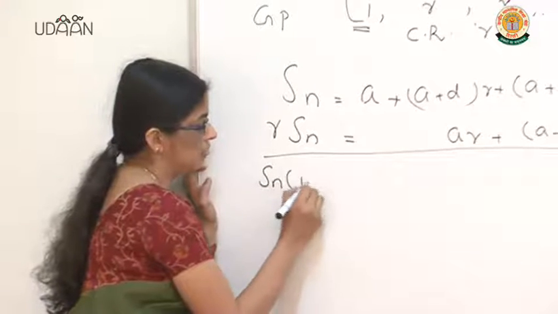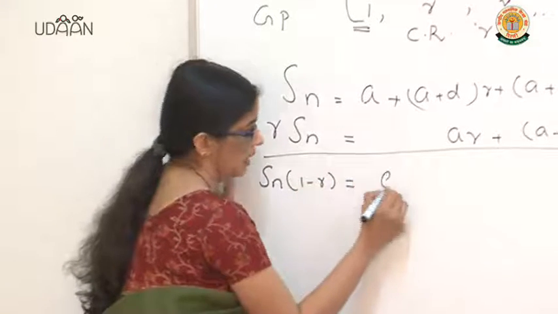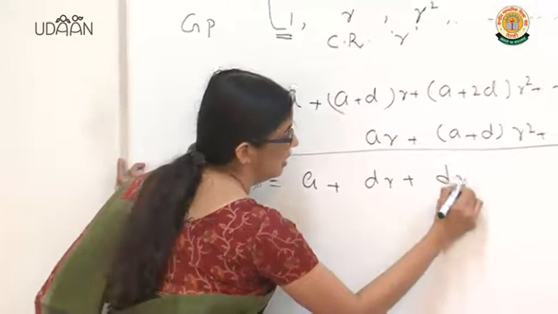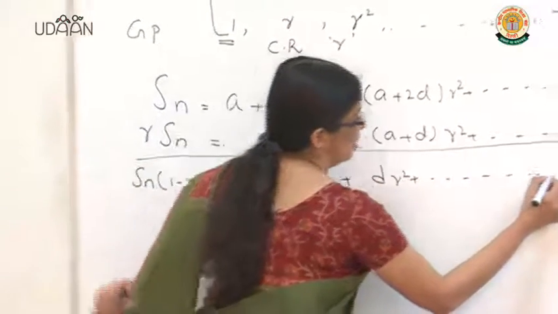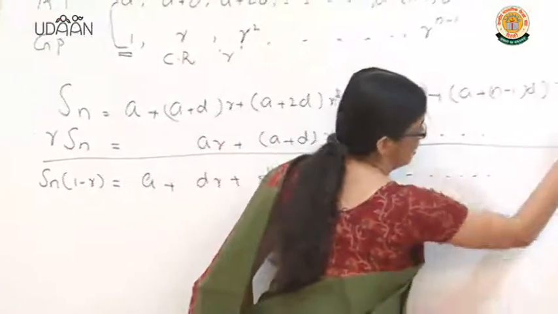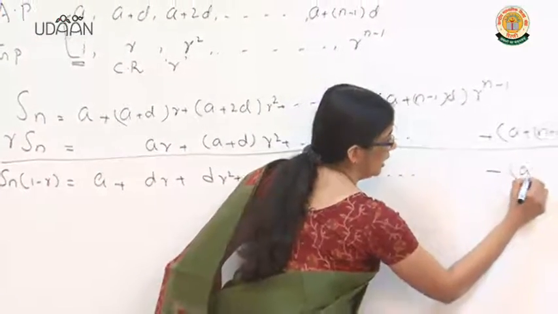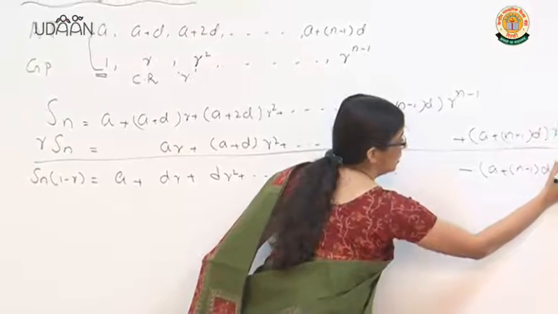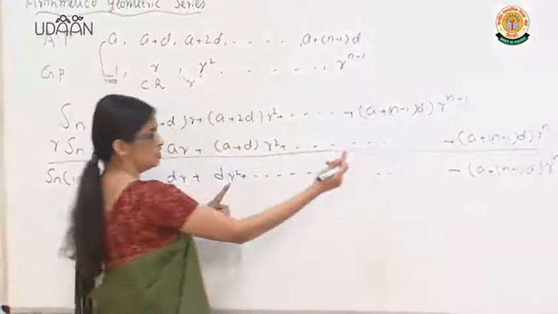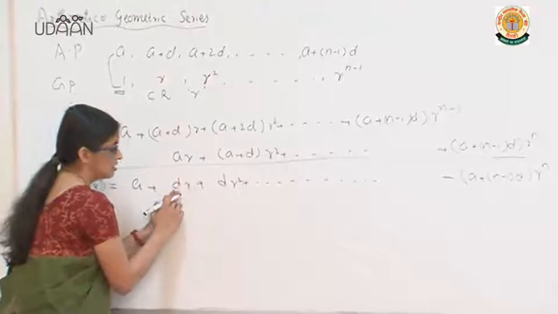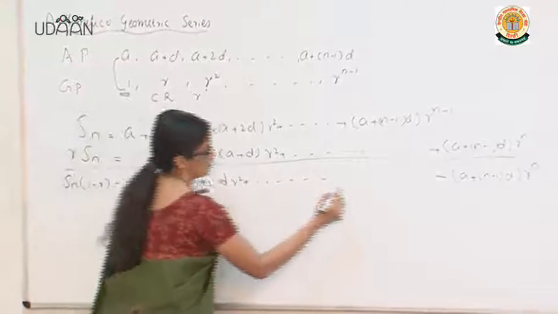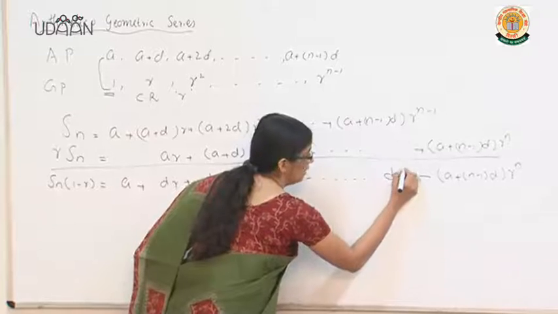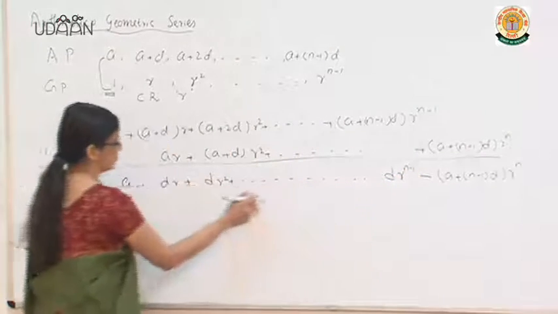Sn into 1 minus r equal to a plus dr plus dr square plus etc. Can you see the last term? Minus of, it is ungrouped, a plus n minus 1 d into r power n. Can you see the term just before this? See the pattern, dr square etc. The term just before the last term would be dr power n minus 1.